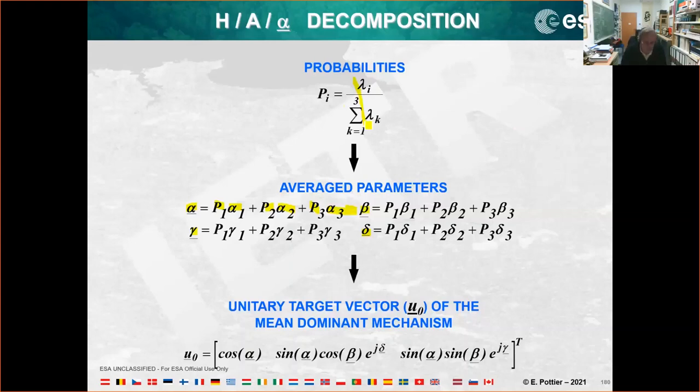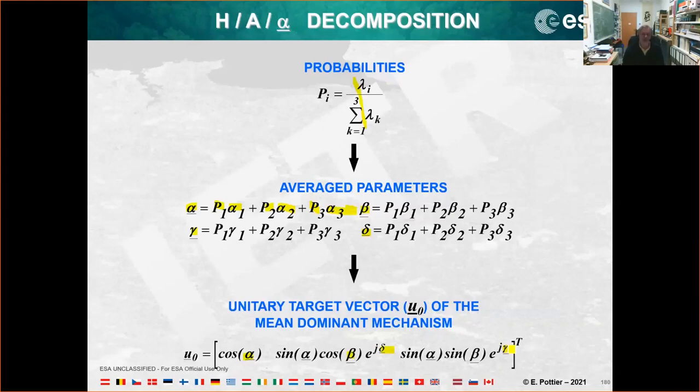So I can reconstruct a unitary target vector, which has exactly the same model, cosine alpha, sine alpha cosine beta exponential j delta, sine alpha sine beta exponential j gamma, with the average parameters. Okay? But here I have 1, 2, 3, and 4 independent parameters. So conclusion, this unitary target vector has a physical dimension equal to 4 because it is constructed from 4 independent parameters. Remember that I need a physical dimension equal to 5. So one physical dimension is missing.